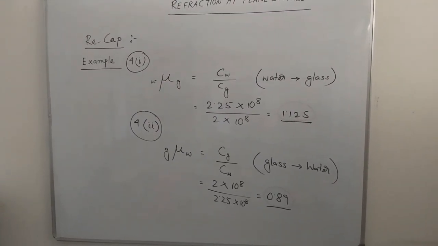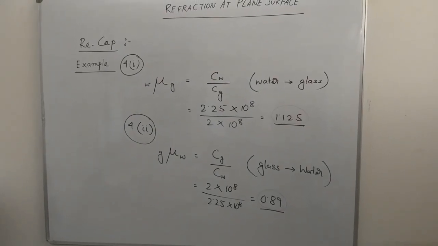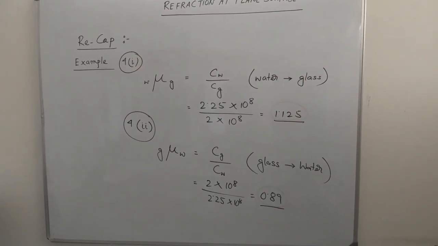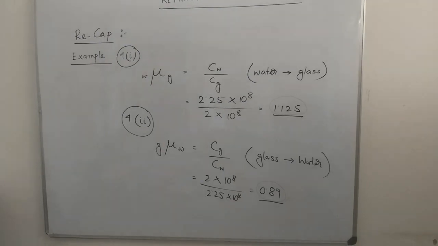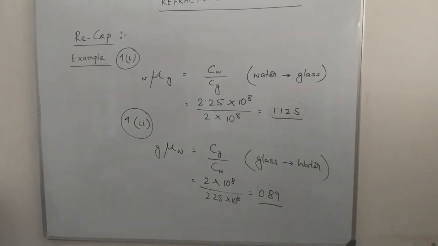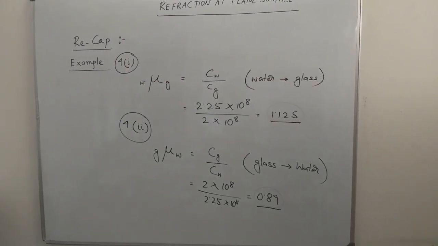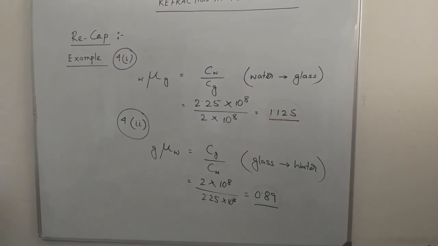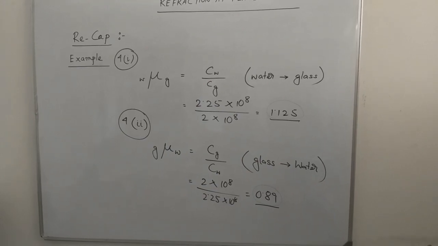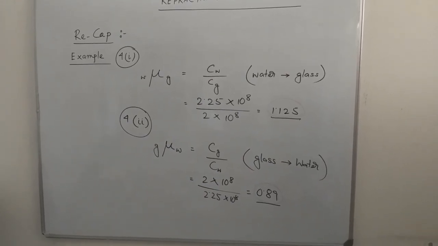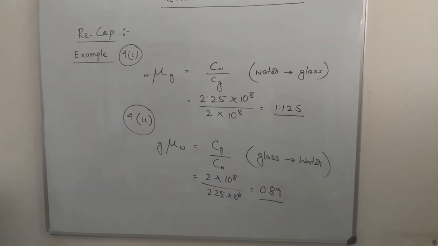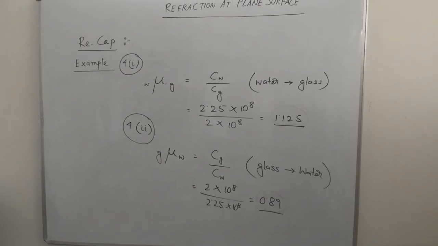So we can simply put the values of speed of light in water, which is 2.25 into 10 to the power 8. You can find it in your book. And the speed of light in glass is 2 into 10 to the power 8. And dividing, we get a value which is 1.125. And in the second example, you can see we have done the reciprocal of it, the reverse of it.